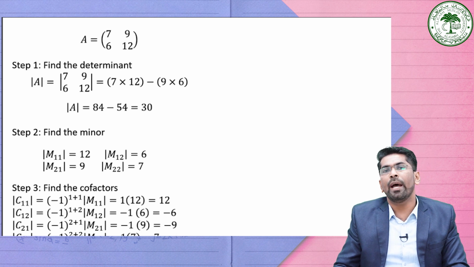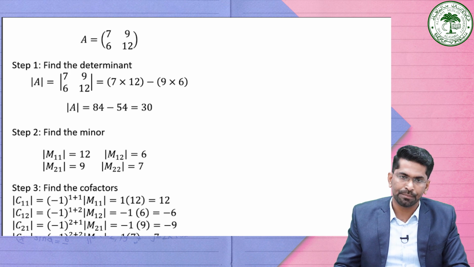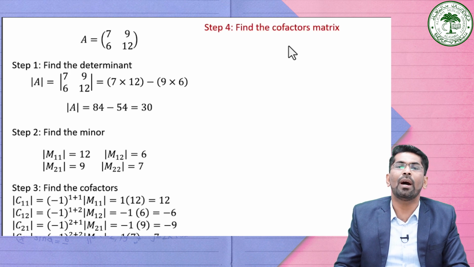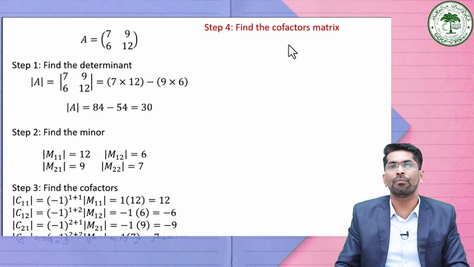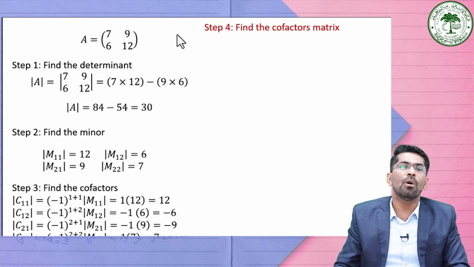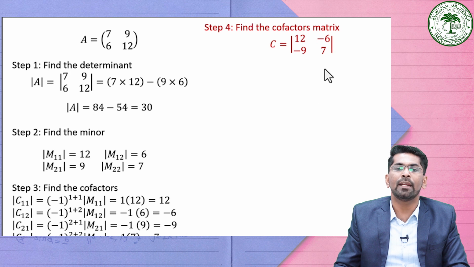After finding the minors and cofactors, the next step is to find the cofactor matrix. How can we find a cofactor matrix? We replace the original elements in the given matrix by their cofactor elements. So here, instead of 7 we are going to write the cofactor element of 7, which is equal to 12. So we will have 12, minus 6, minus 9 and 7. This is the cofactor matrix.